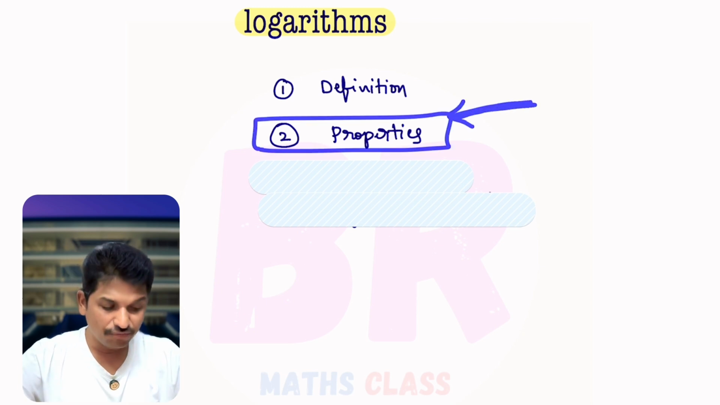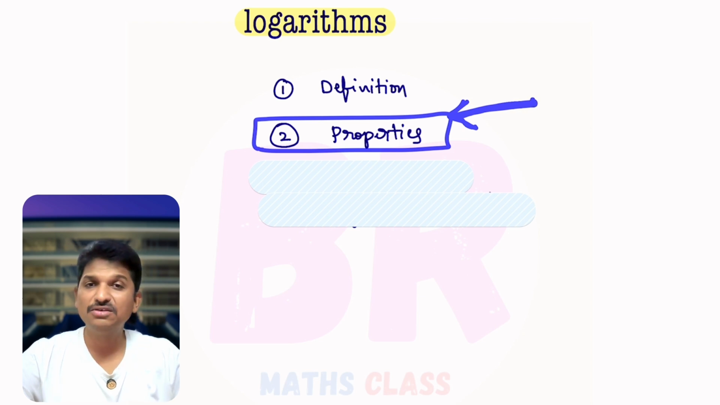Be thorough in all the formulas, because these formulas are used not only in this particular chapter but in most of the chapters. In calculus we use logarithms, in relations and functions we use logarithm properties. Logarithm properties we use very frequently. I think in physics and chemistry also we use these logarithm properties. Be thorough in logarithmic properties.